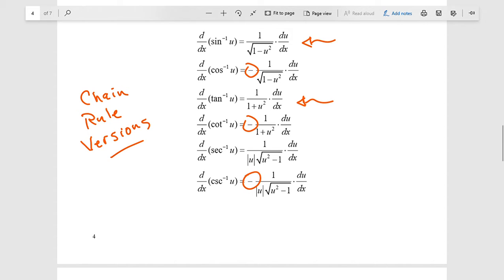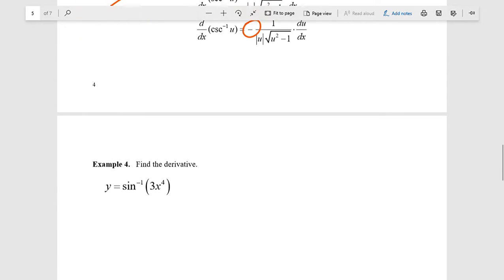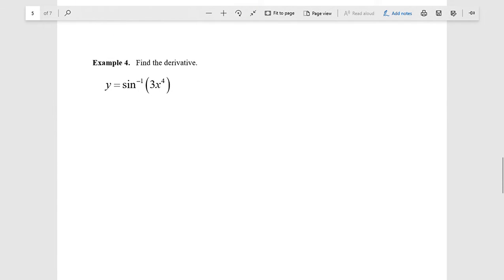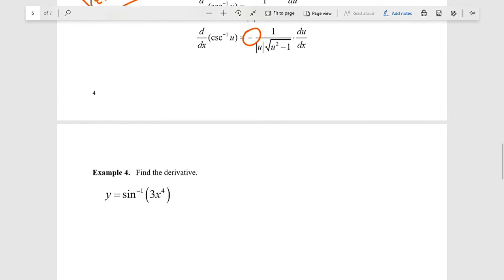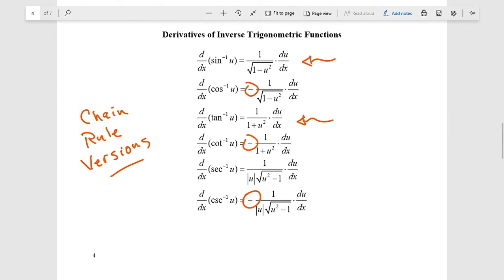Okay, here we're looking at derivatives using our new rules here. So here's example 4. And we have here sine inverse of this function, 3x to the 4th. So we'll be using our top rule for that one.